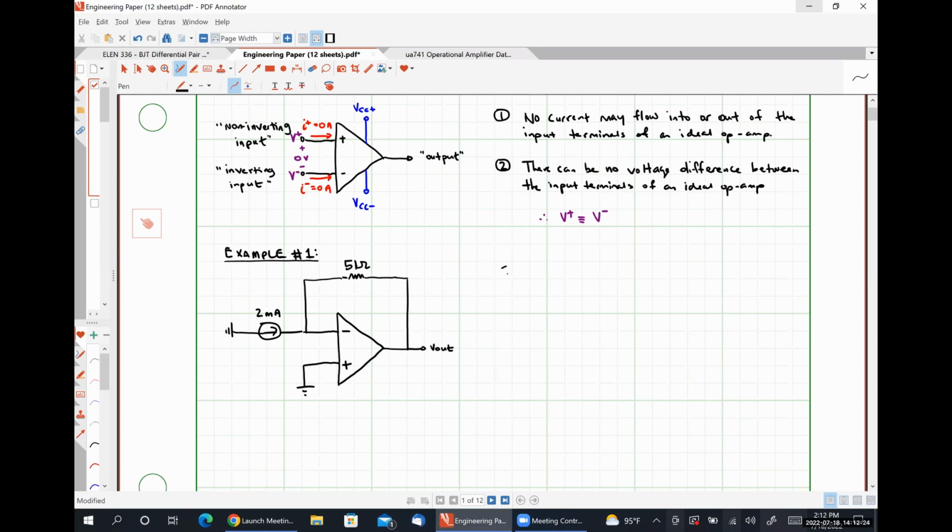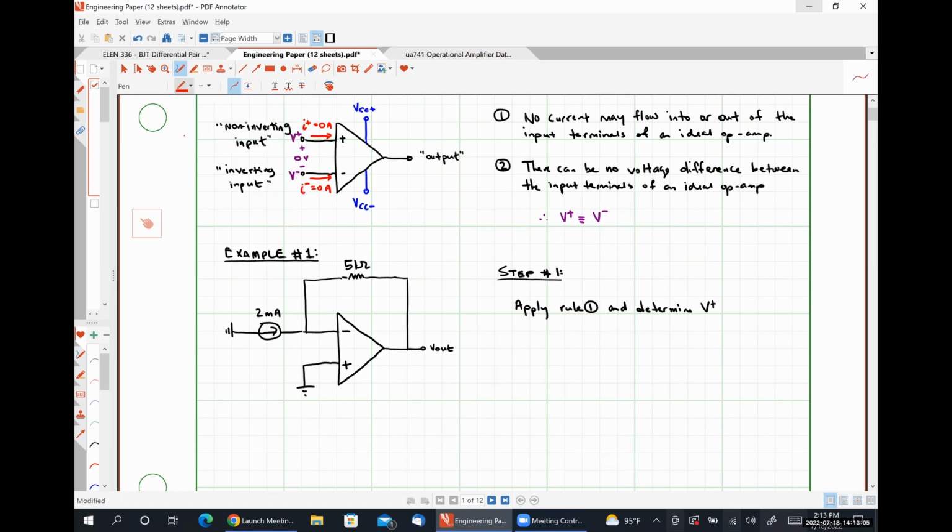So our first step is going to be apply rule number 1 and determine the voltage V plus, which is the voltage present at the non-inverting input terminal.